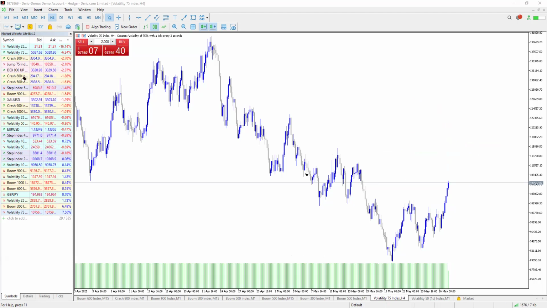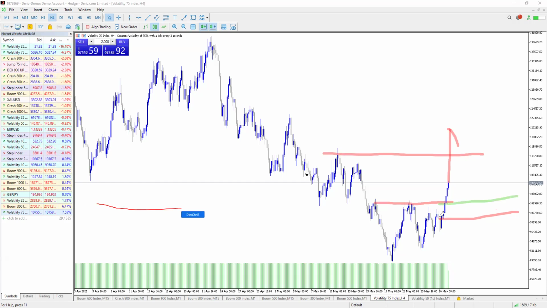Okay, let me go choose my tool. So like we said, change of character, break of structure. What we want to see here is a new high. Once we witness that high, here you can see that we have our order blocks. We can start using areas like order blocks or like gaps. We have a gap here. Let me use a different color so that you can see. We have a gap here, right?